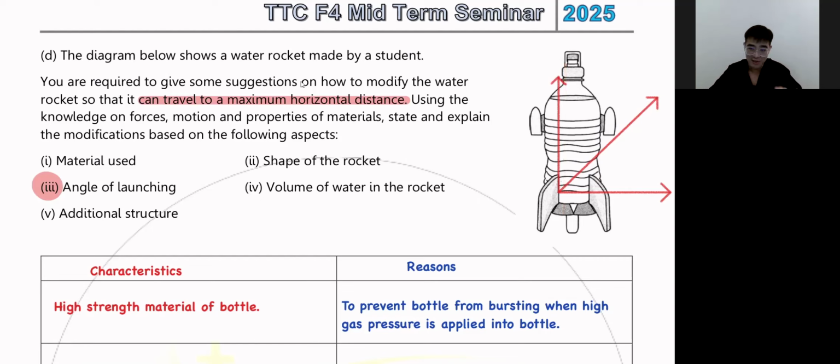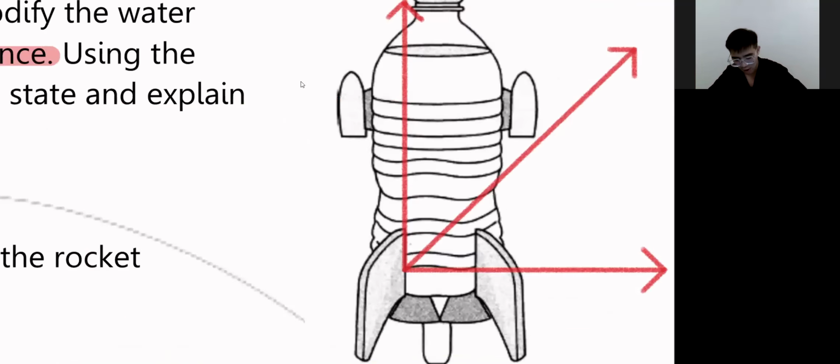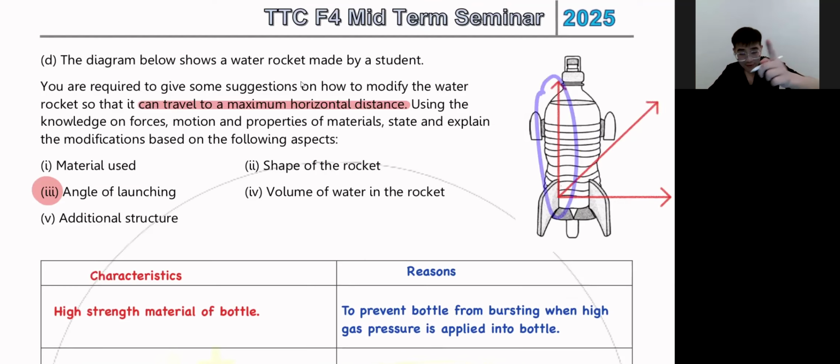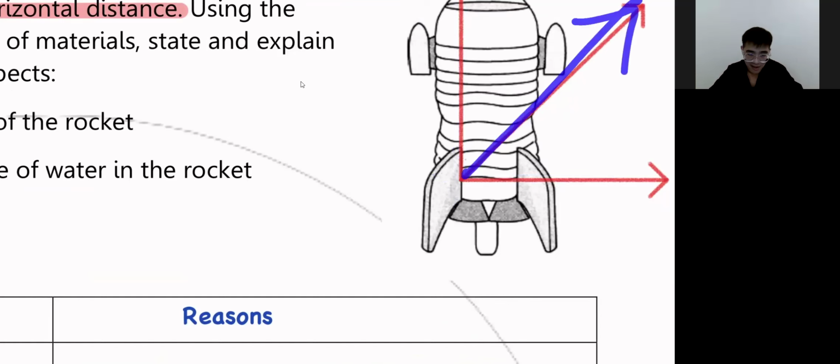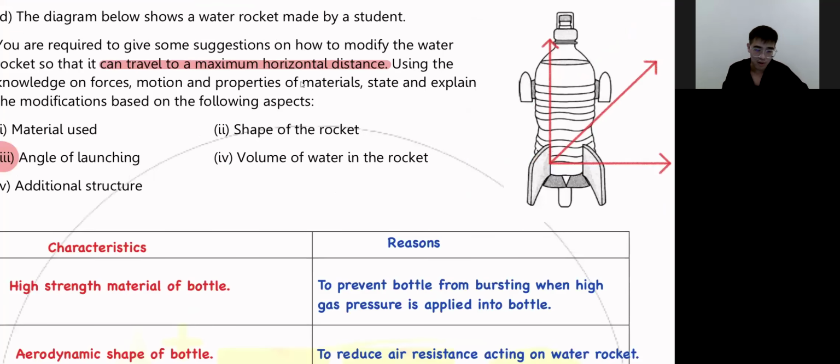45 degree is actually just in between a vertical line and a horizontal line. See, if you draw a vertical line, an up and down line, and then you draw a horizontal line, left to right, then in between the vertical line and the horizontal line, it should be 90 degree. So if you cut through the middle of the 90 degree, then it will be 45 degree, right? And at this 45 degree, it will make the water rocket travel the furthest, like I said, the maximum horizontal distance.